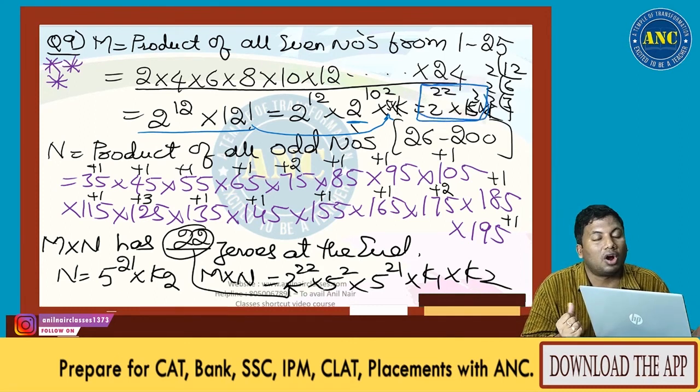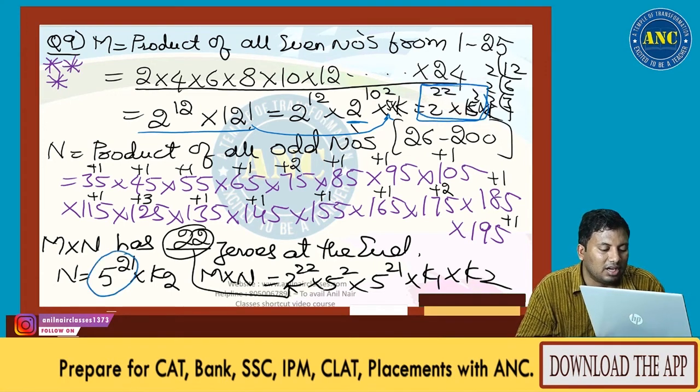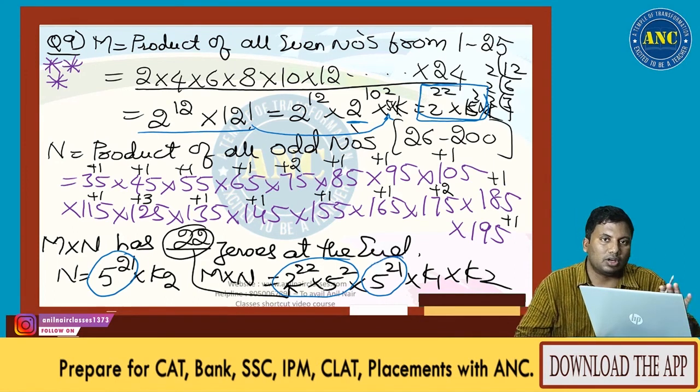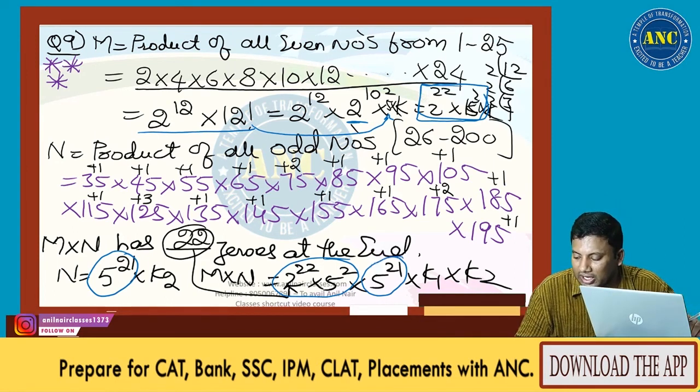Odd numbers. Odd number will not have any power of 2. So only 35, 45 like that I took it. So I counted how many powers of 5 are there. I got total 5 power 21. M into N is this one into k1, N is this one into k2. 21 plus 2 is 23. 2 power 22 and 5 power 23. Lowest is nothing but 22. Question number 9. I hope it is clear. Next one.